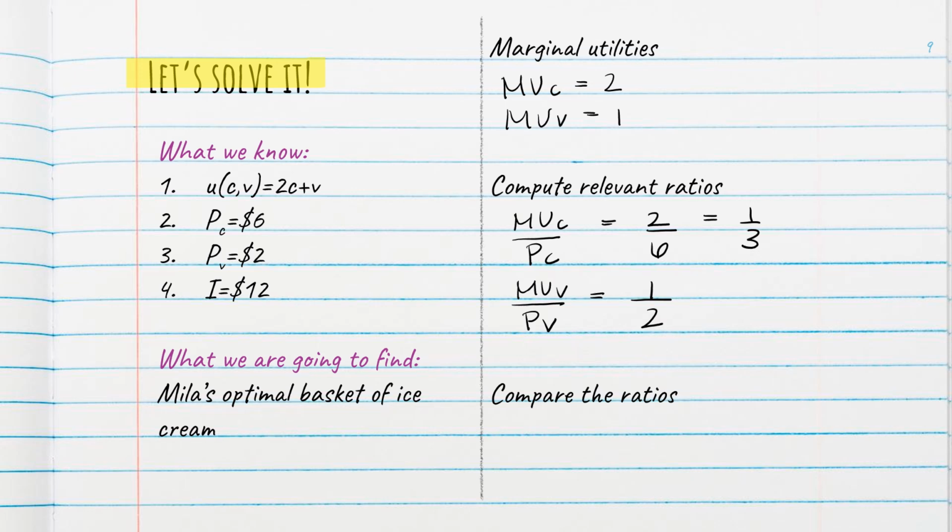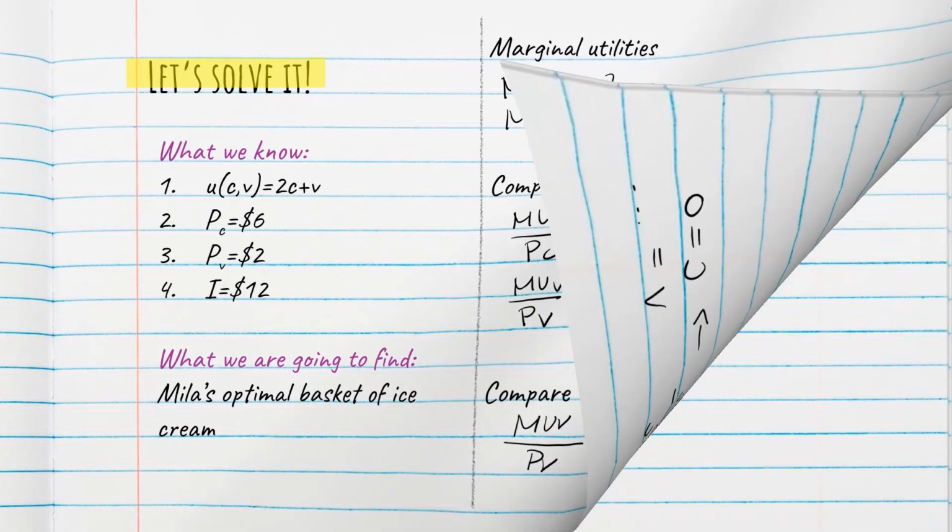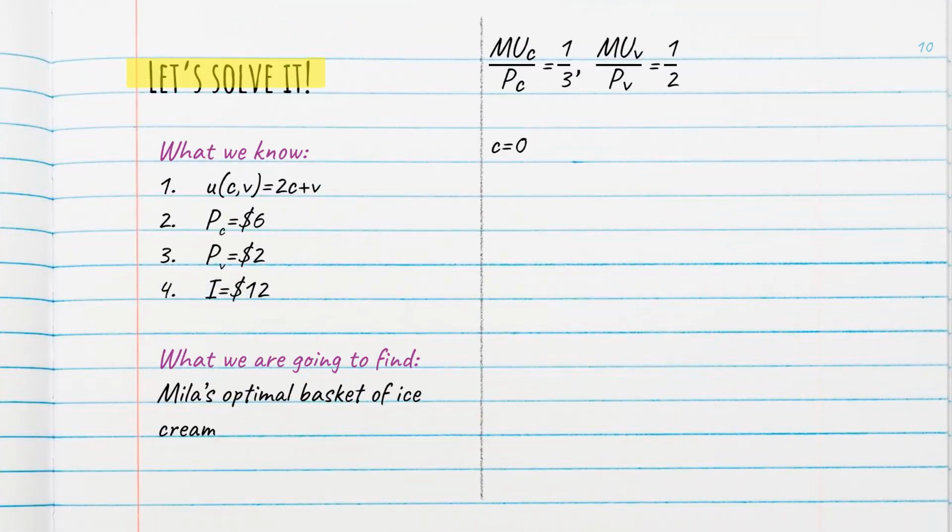So I'm going to say the following: the marginal utility of vanilla over the price of vanilla is greater than the marginal utility of chocolate over the price of chocolate. And I'm going to draw a conclusion that because of this, C is equal to 0 and V is equal to as much as she can afford. From our computation of our two ratios, we concluded that C is 0.